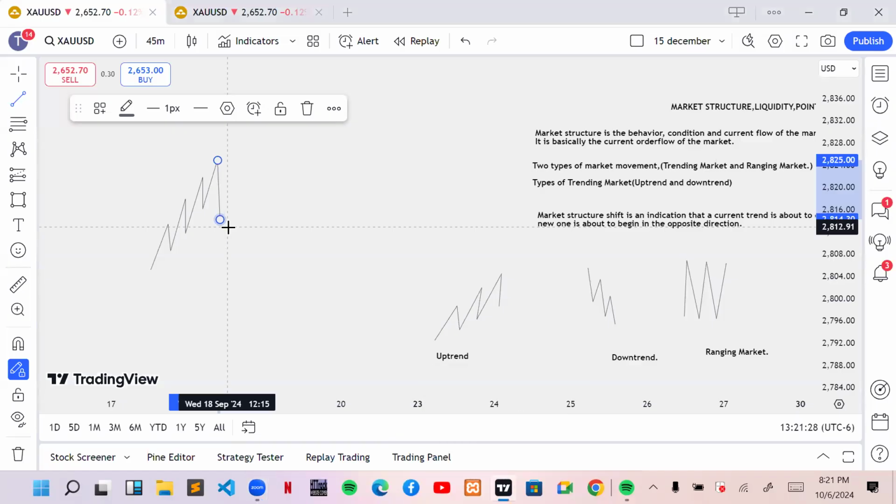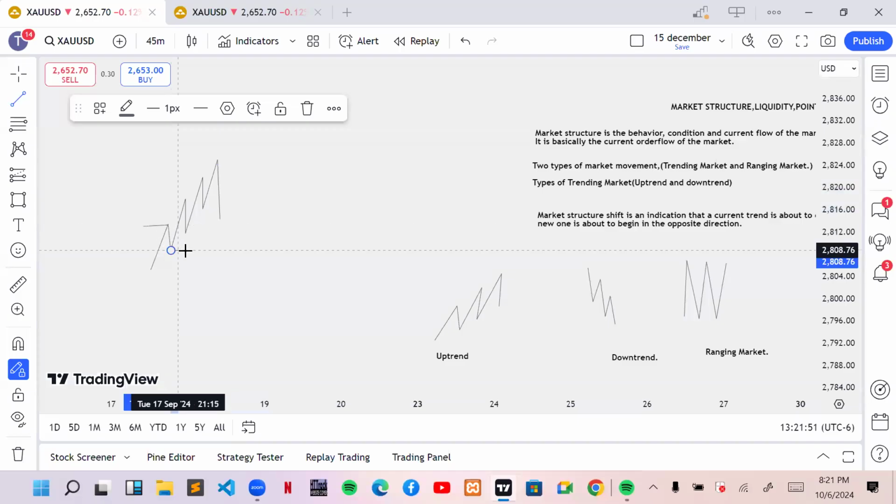That's what I'm saying. The market structure shift basically is an indication that the current trend is about to end and the new one is about to begin in the opposite direction. So previously, the market was on an uptrend. You can see the characteristics of an uptrend are higher highs and higher lows. So this is the higher high, then this is the higher low. This is the higher high, this is the higher low. This is the higher high.